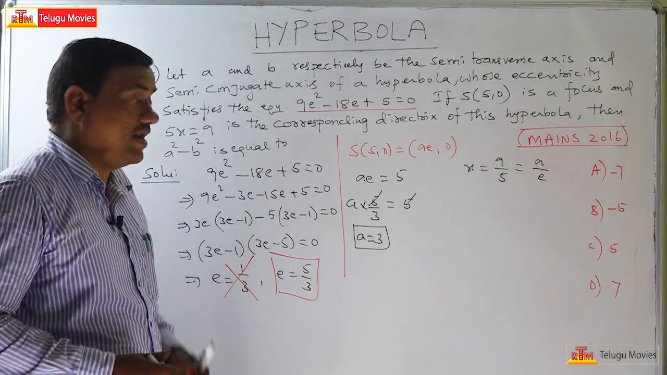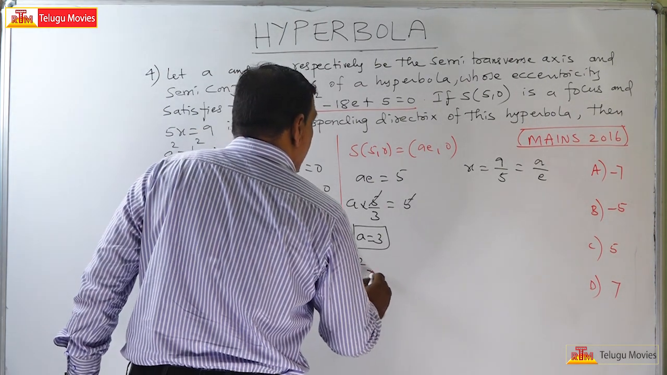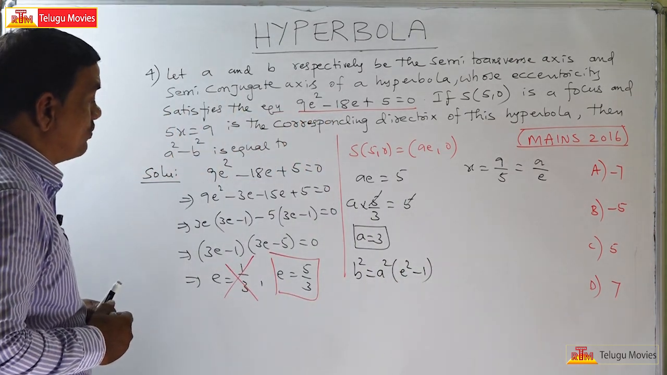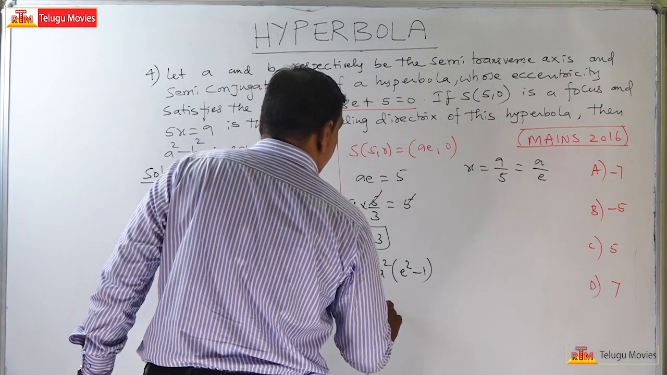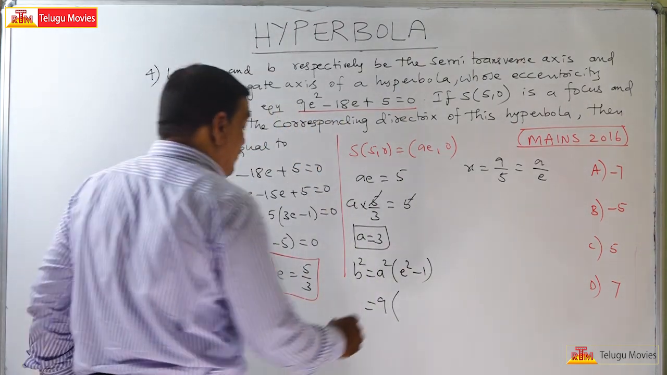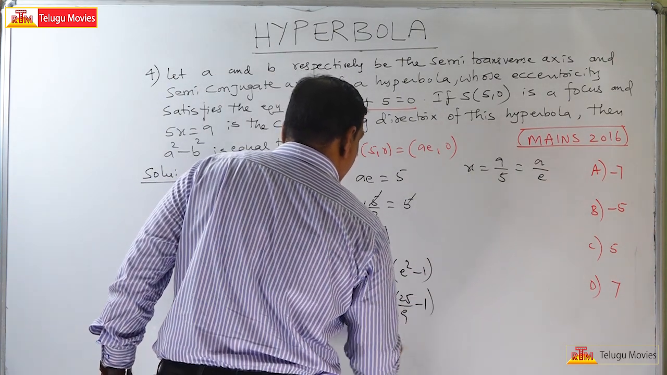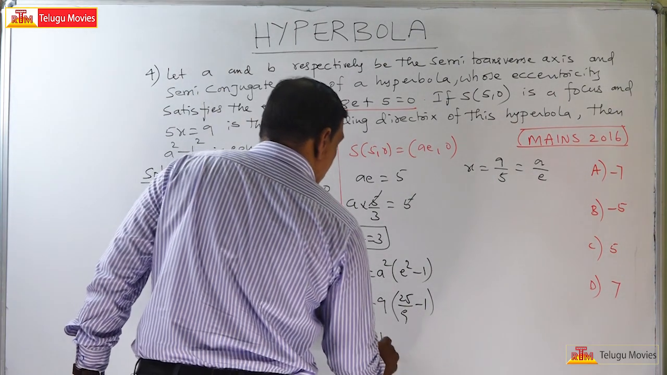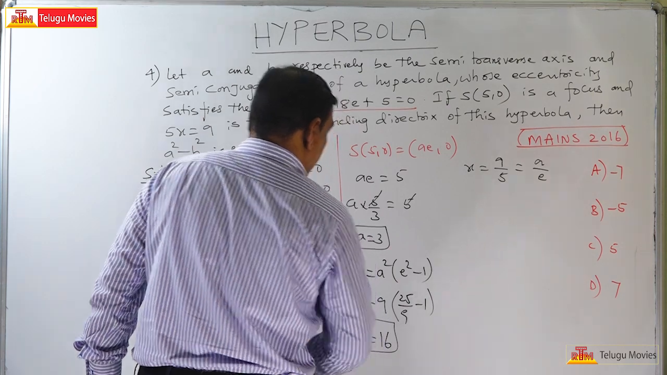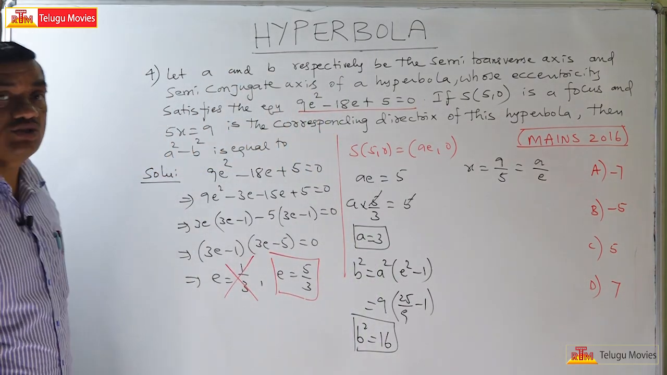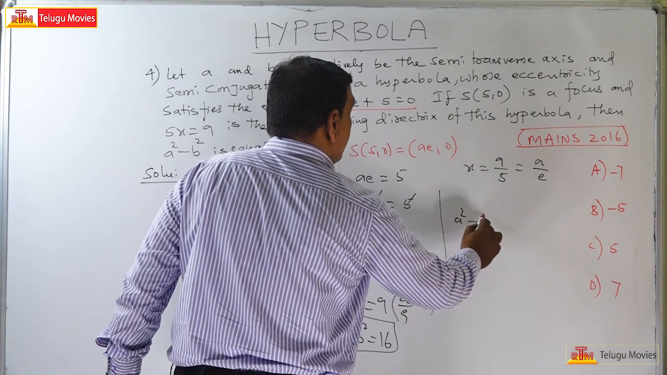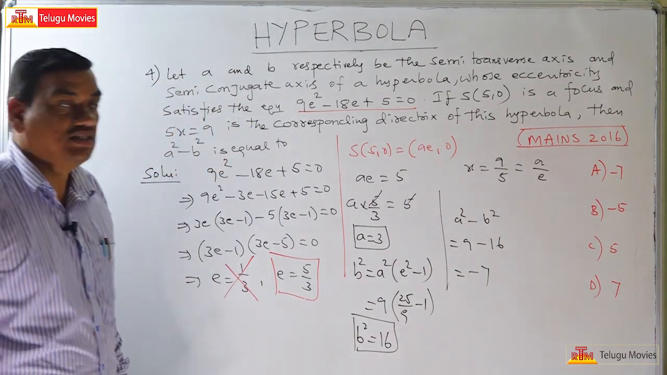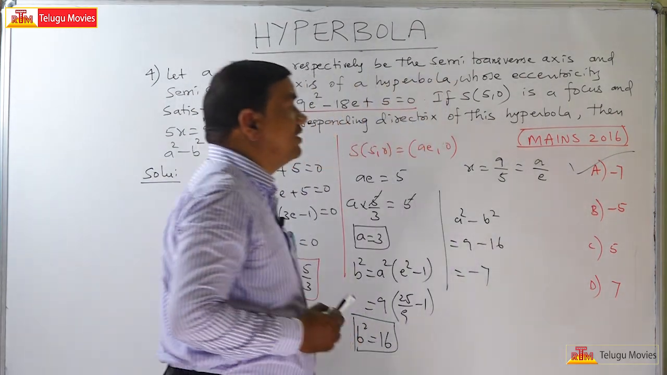Now we want to find the b value. We know that b square is equal to a square into e square minus 1. Everything you substitute: a square is 9, e square means 25 by 9, so 25 by 9 minus 1. The 9 will cancel, 25 minus 9 is 16. So b square is equal to 16. Understand? Now he wants the a square minus b square value. Therefore a square minus b square is equal to 9 minus 16, that is equal to minus 7. Therefore option A is the correct answer.